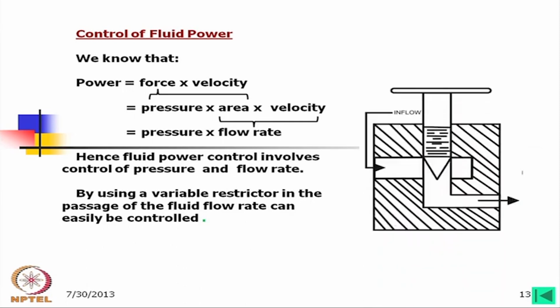Now, this is a valve which is shown. This is a very schematic view, but what I find, the flow is going in and there is something like a screw which is restricting this path. Now, by doing so, we can control the flow as well as pressure.